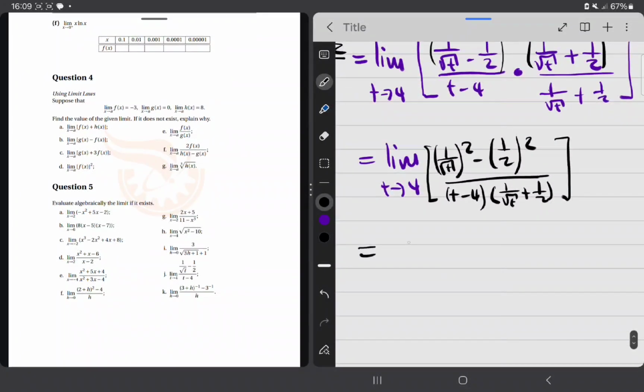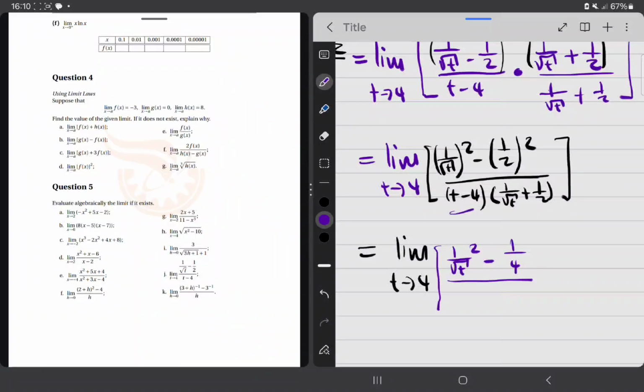And what am I going to get? This is going to be the limit as t goes to 4 of, what am I going to have now? I can here square the first thing. It's going to be 1 over root t squared minus 1 over 2 all squared, which is like 1 over 4, right? And this is all over, now what do I have? In the denominator, we still have t minus 4 multiplying 1 over root t plus a half. I won't expand.